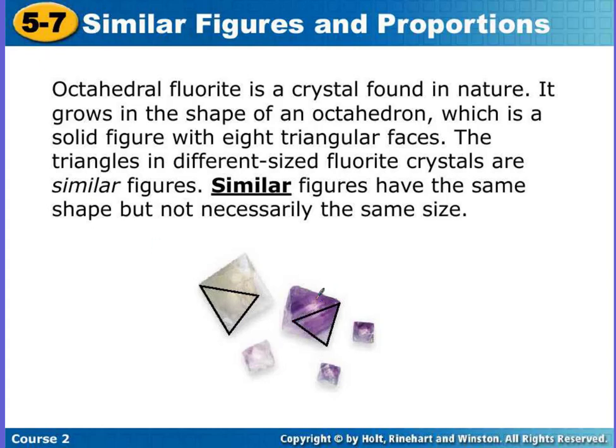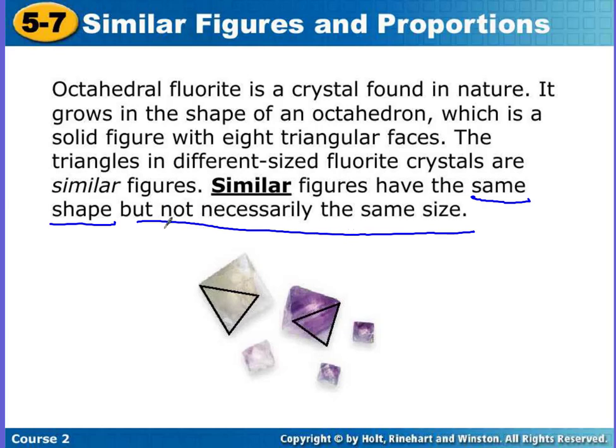So the first 2 characteristics of similar figures are they will be the same shape, but not necessarily the same size. So in order for 2 figures to be similar, they must look the same, but they are going to be typically different sizes. One will be smaller than the other.